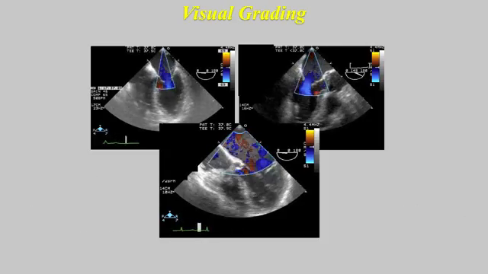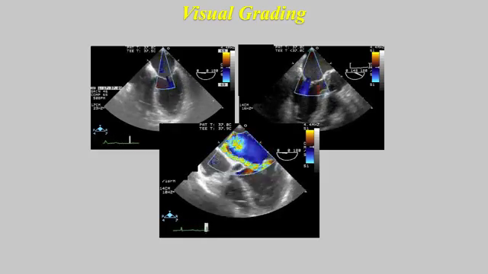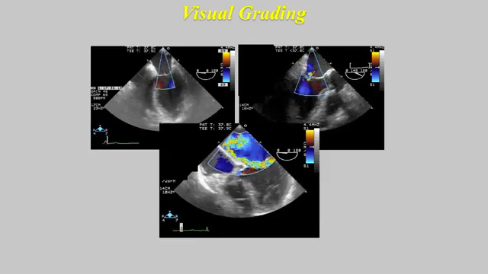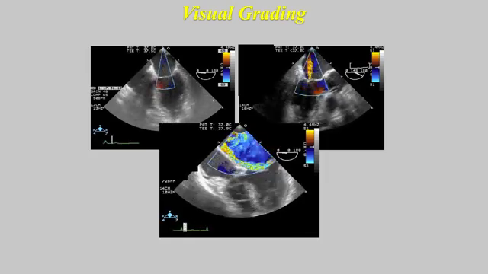The most common tool for assessment of mitral regurgitation is visual grading. It is important to apply color Doppler in multiple views to fully assess the degree of regurgitation. The extension of the jet into the left atrium, the width of the jet, and the amount of the left atrium that the jet consumes are some of the factors to consider during visual assessment with color Doppler.